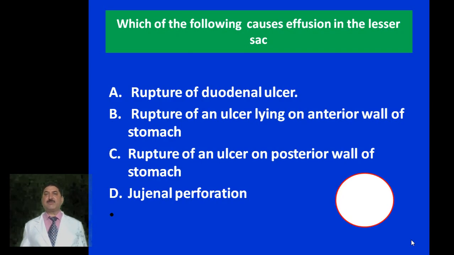Which of the following causes effusion in the lesser sac? Rupture of duodenal ulcer, rupture of an ulcer lying on the anterior wall of the stomach, rupture of an ulcer lying on the posterior wall of the stomach, duodenojejunal perforation. C is the correct option.